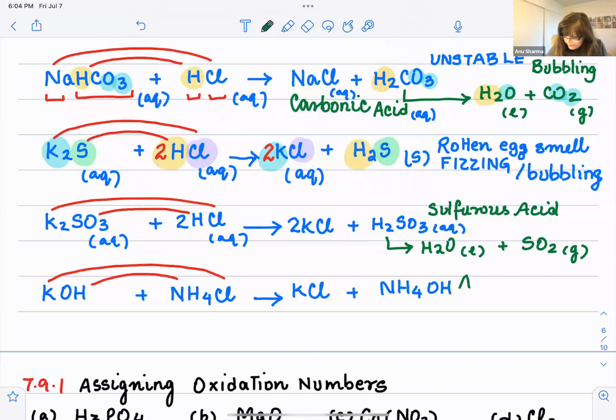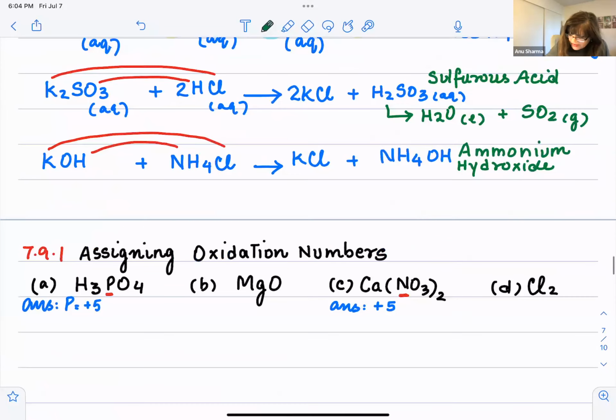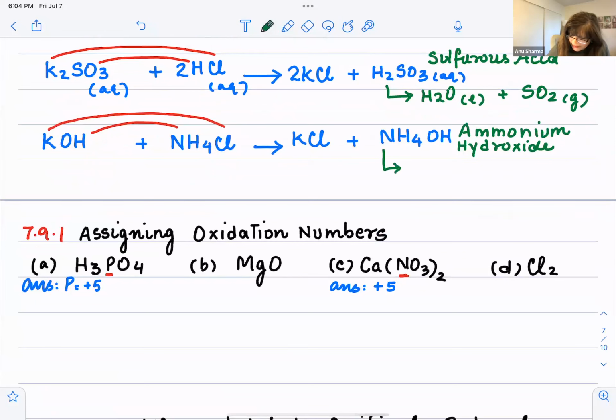So this is ammonium hydroxide. Okay, ammonium hydroxide, and this is also unstable. So what is it going to do? It is going to release ammonia. It gives you NH3 as a gas, okay, and water.